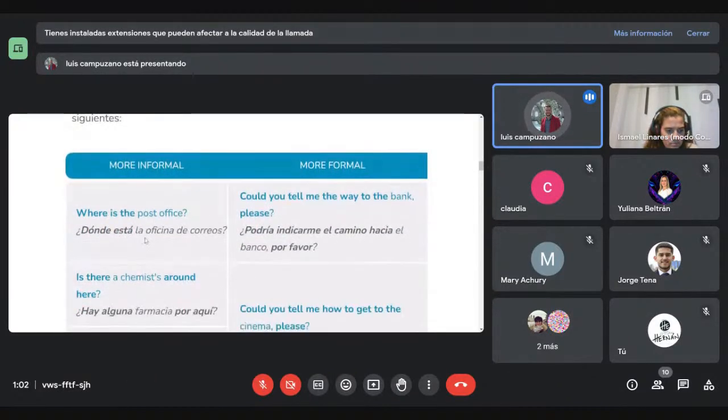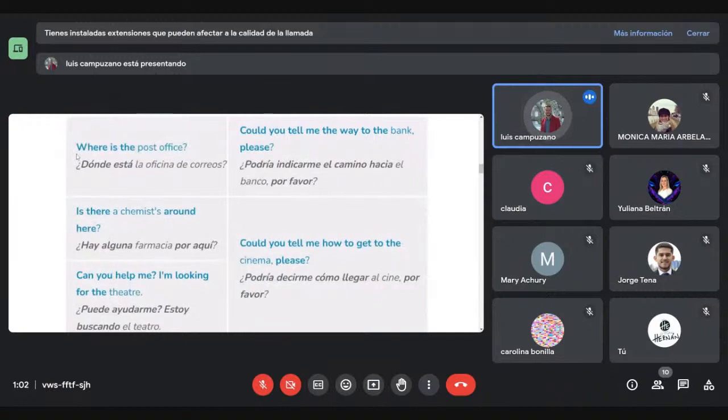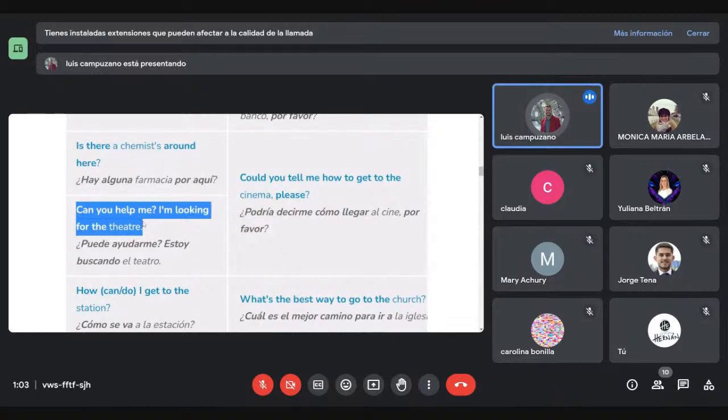Now, there are two ways to ask for directions. There's a more formal way and a more informal way. Let's take a look first at the informal way of asking for directions. Where is the, and then you say the location, the destination you want to go to. Where is the post office? Another example is there a, and then the destination, around here? Is there a chemist around here? Another example is, can you help me? I'm looking for the theater.